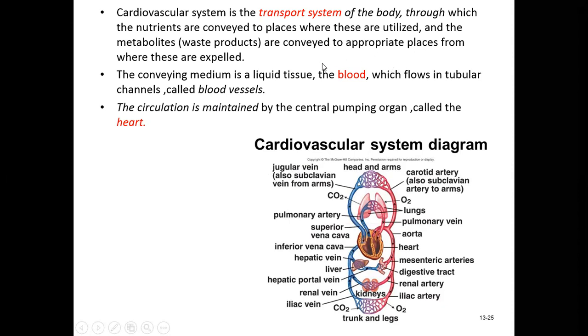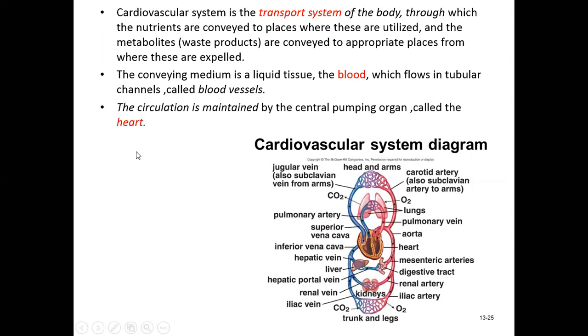And the waste products which are produced from the cell will be conveyed to the blood, and that will be transported from the tissue to the heart. So basically it's a transport from the heart to the tissue and from the tissue to the heart. And the medium here is blood, and blood is going to pass through channels which are called blood vessels. There are different types of blood vessels.